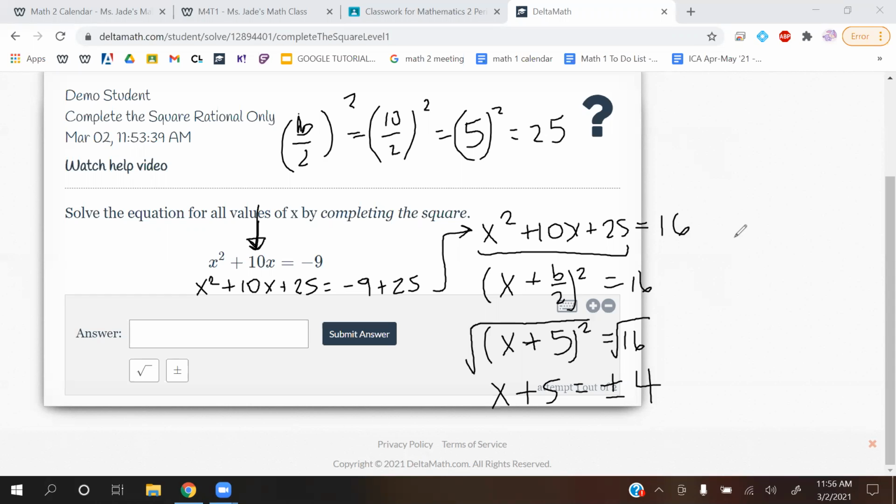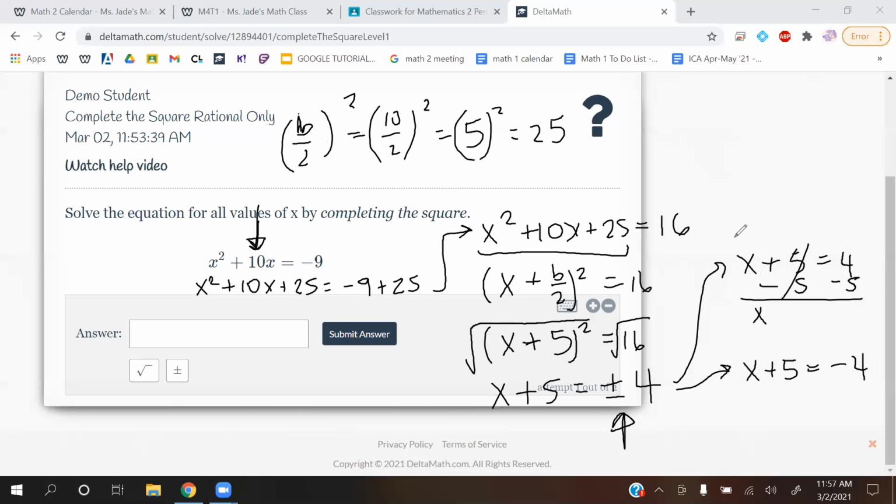Remember, this means you have two answers. Your first answer is x plus 5 equals 4, and we're going to solve for x. Then your other solution gives you x plus 5 equals negative 4. Remember, that's what this symbol plus or minus means. So when x plus 5 equals plus or minus 4, you have x plus 5 equals 4, x plus 5 equals negative 4. Two solutions. Let's solve for one of them. Minus 5, x equals negative 1. Here's one of your solutions.